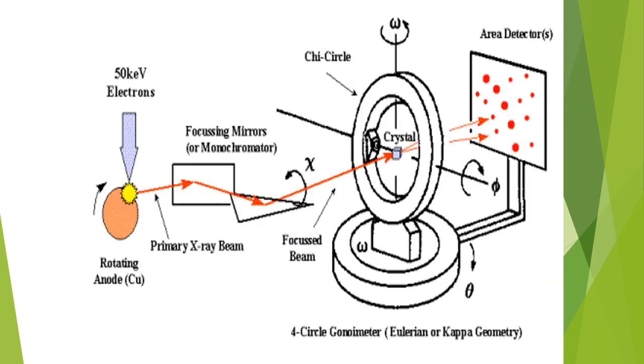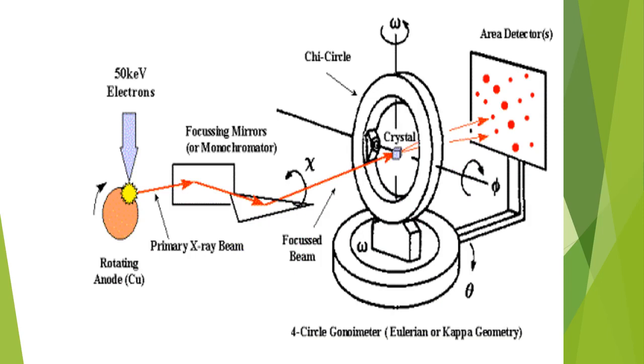In the next slide, there is another 4 circle goniometer, Eulerian or kappa geometry, which also shows how X-rays are produced by the copper anode, and these X-rays are then passed through the focusing mirror or monochromator, which converts these rays into a single monochromatic beam that is then directed on the single crystal present on the goniometer in the XRD machine.